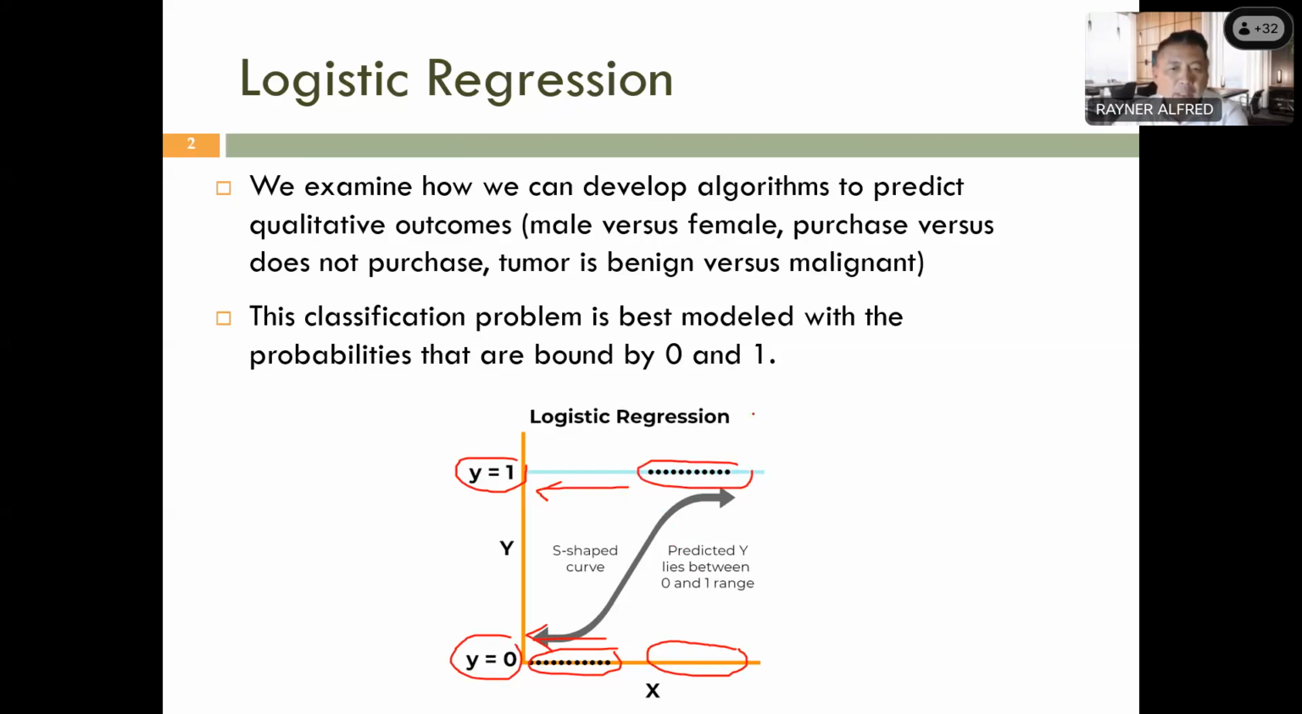if x is bigger. So how do we model this? We cannot draw a line because it goes to plus infinity, right? Okay, so we use logistic regression, in which the output is bound to 0 and 1 only.